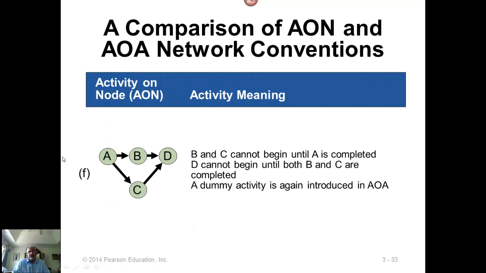Now here is another one where B and C can begin after A, and then both B and C must be done before D can begin. So some relationships require what are called dummy activities if it is done in an AOA network, and that is the reason we are not going to get into that. We are not going to get into dummy activities. We will only look at AON and not AOA.